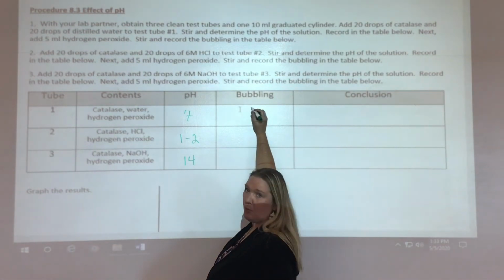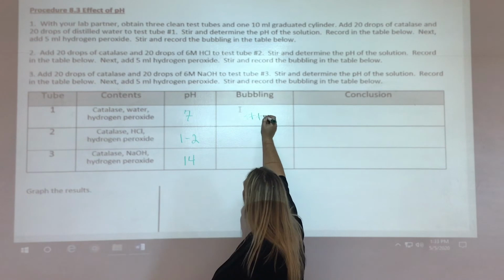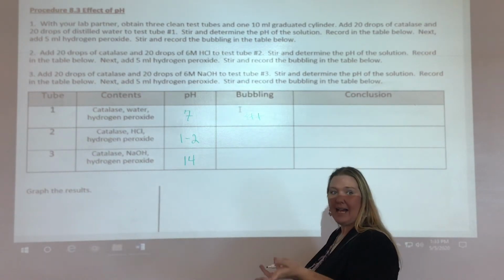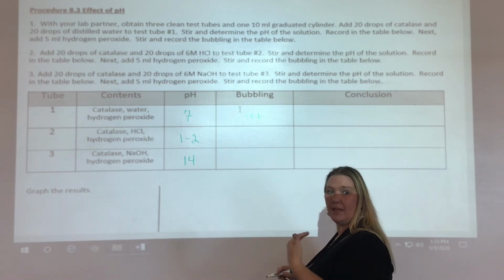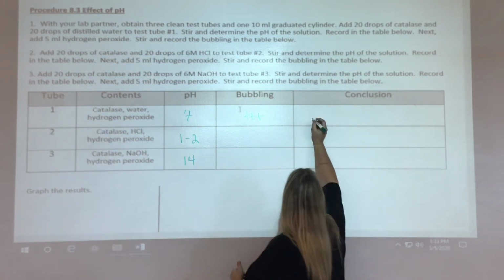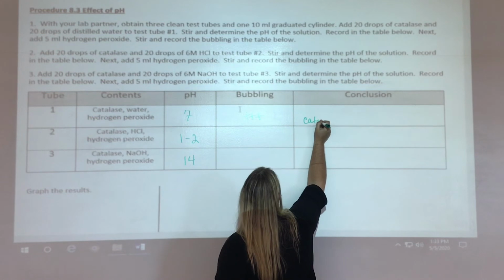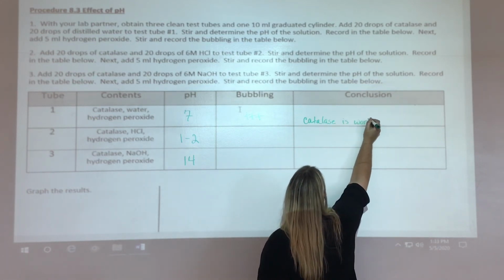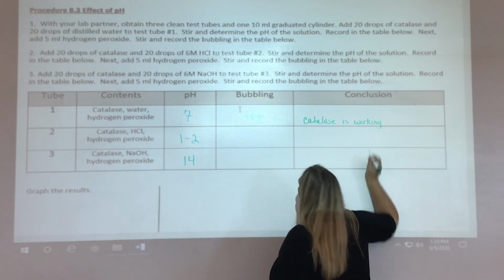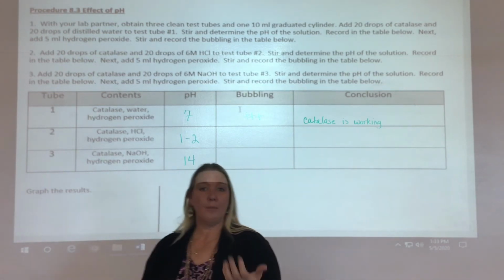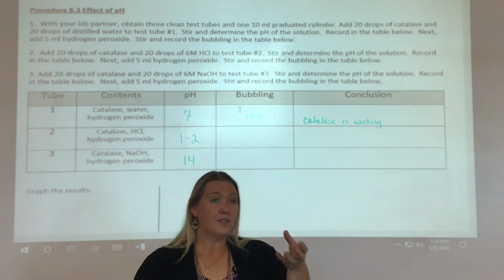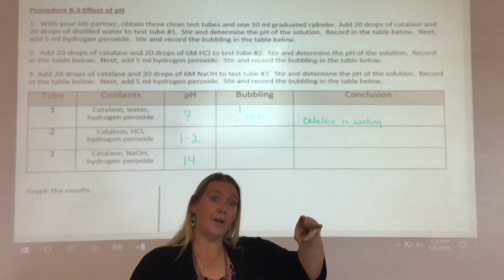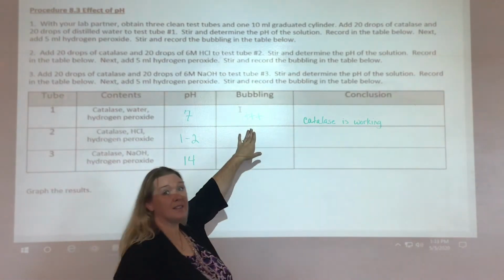So in test tube 1, we saw a lot of bubbles, high amount of oxygen gas being released in the breakdown of hydrogen peroxide. Okay, so that means catalase is working. Working means it's helping facilitate that reaction to bring hydrogen peroxide and then break it down into water and oxygen gas. That's why we're seeing bubbles.